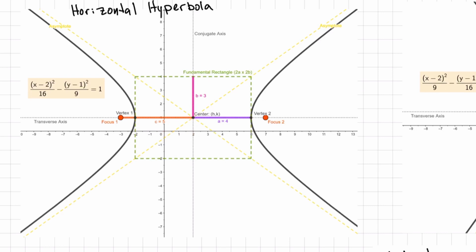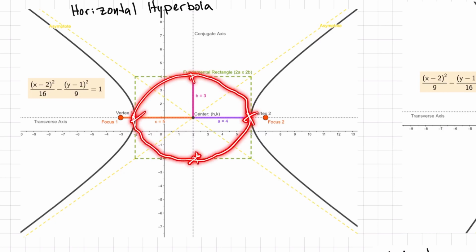And then just like if this was an ellipse, I would notice that with the 16, I would go from my center left and right 4, because it's the square root of 16. And then with that b, which is 3, the square root of 9, I would go up and down 3. So like I said earlier, these four points would be the points of the ellipse. So I could swoop my ellipse, find my major and minor axes, and I would be done with the ellipse.